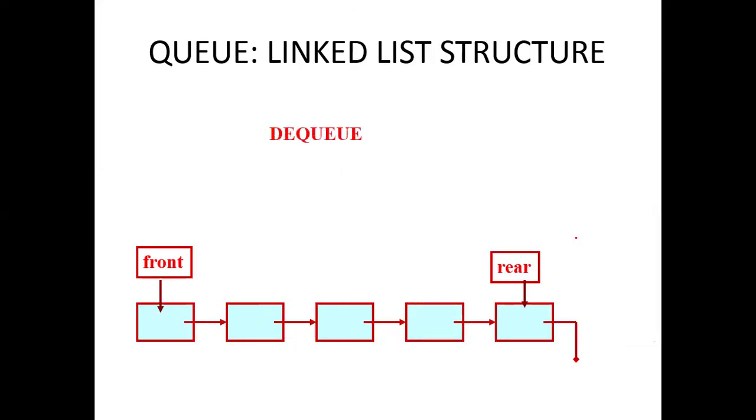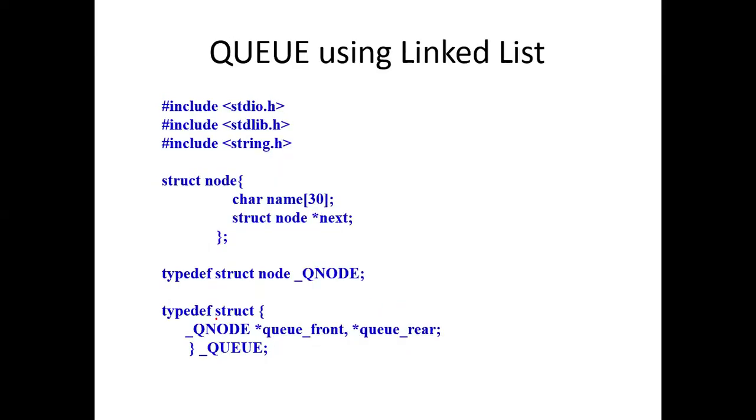Next, we are going for a DQ operation. DQ operation means you're going to delete the front element. So this element should be deleted, which means front will point to the next element and the connection will be cut. Now we are going to see how we implement a queue using a linked list.